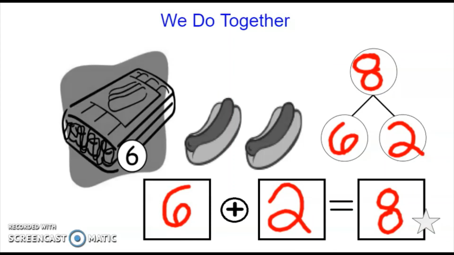Take a look now at our completed number sentence and our completed number bond. I have 6 as a part. 2 was my change that happened. Remember, change and part are the same thing. And then my total or my whole was 8. And throughout this whole problem, hot dogs were my unit. And remember, unit is the thing, item, or stuff that we're counting in a problem.